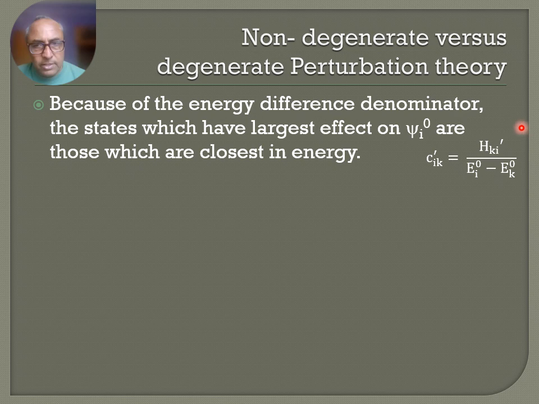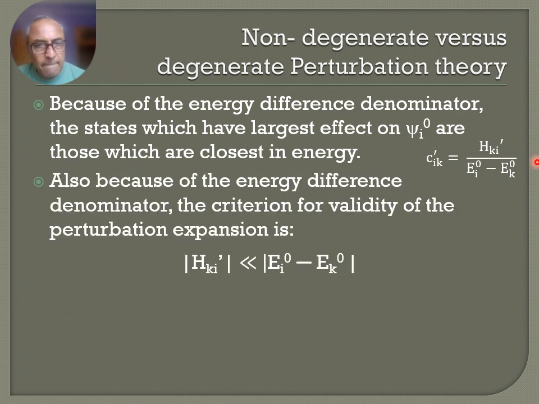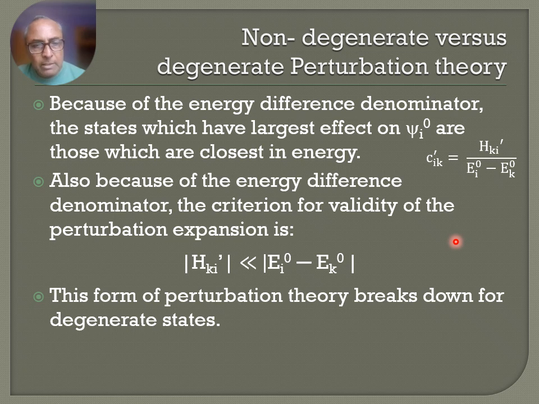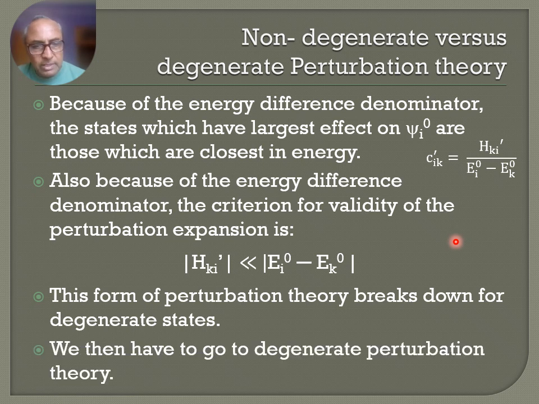Because of the energy difference denominator in this expression, the states which have the largest effect on psi_i^0 are those which are closest in energy to it. Also, because of the energy difference denominator, the criterion for the validity of the perturbation expansion is that H_ki dash has to be very much less than the energy difference. This form of the perturbation theory breaks down for degenerate states. For degenerate states, we then have to go for degenerate perturbation theory.